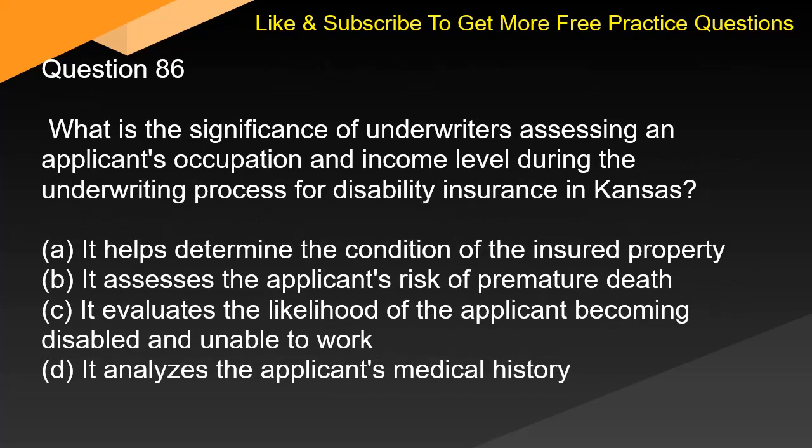Question 86. What is the significance of underwriters assessing an applicant's occupation and income level during the underwriting process for disability insurance in Kansas? A. It helps determine the condition of the insured property. B. It assesses the applicant's risk of premature death. C. It evaluates the likelihood of the applicant becoming disabled and unable to work. D. It analyzes the applicant's medical history.